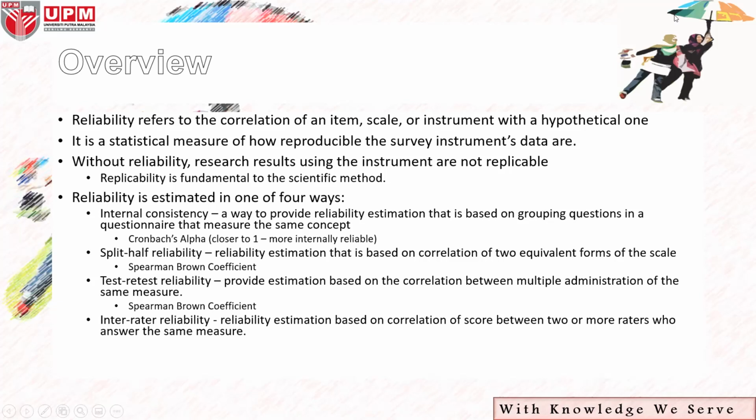So the first one, which is the one that most familiar among our students, which is the internal consistency. Okay, so internal consistency ni is a way to provide reliability estimation that is based on grouping questions in a questionnaire that measure the same concept. So meaning that we run the analysis by locating all the items together, okay, analyzing the items at one shot. Okay, and then most of the time we use Cronbach alpha as an indicator to indicate the reliability of the instrument. So we use Cronbach alpha.